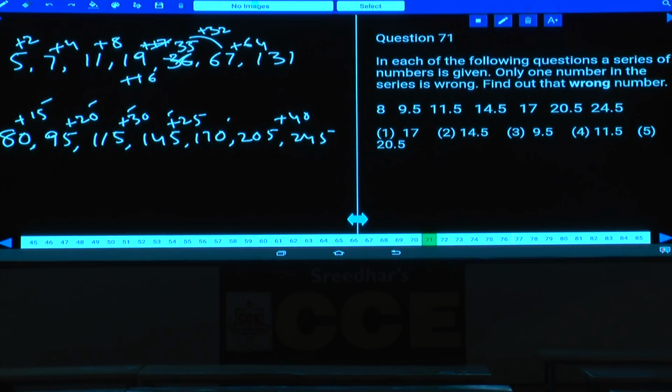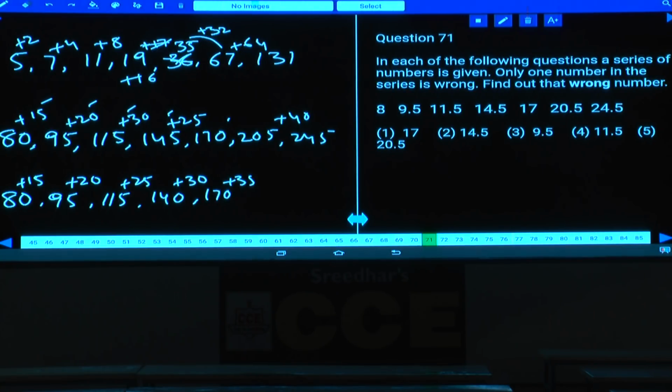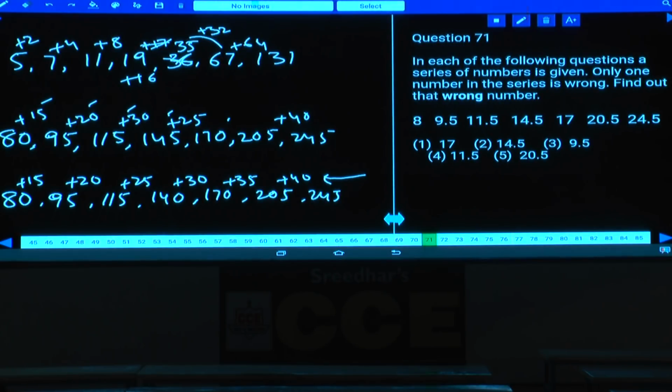Done with this? Then where is the wrong number here? I am writing once again. 80 plus 15 is 95 and 95 plus 20 is 115. Now 115 plus 25, what is 115 plus 25? 140 and 140 plus 30, 170 and 170 plus 35, 205 and 205 plus 40, 245. Now check out whether this is in a specific order or not. Now what is the difference here? 15, 20, 25, 30, 35, 40 are the differences. Then tell me what is the wrong number. 80, 95, 115, 140 is the correct number and 145 is the wrong number.